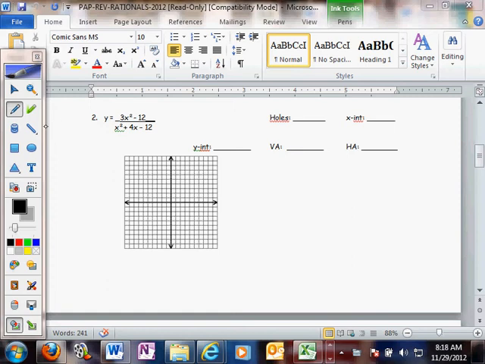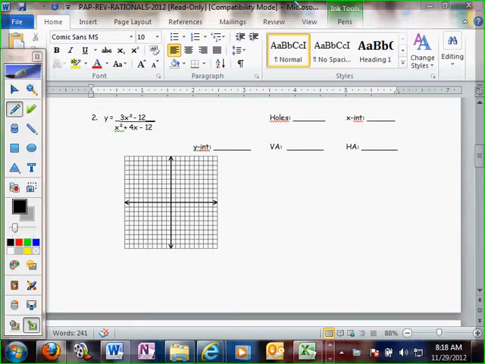Let's go over the review for the first test of the third 6 weeks. I'm going to start with number 2. Okay, so I'm just going to follow along with note card 42. The first step says to factor the top and the bottom if possible. And so it is, and so I'm going to begin factoring.